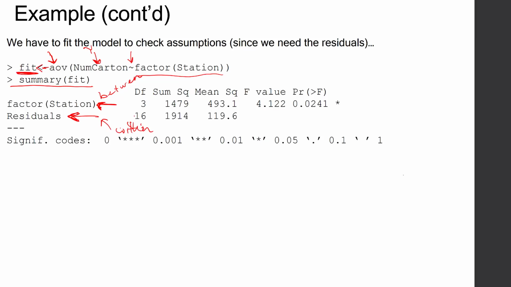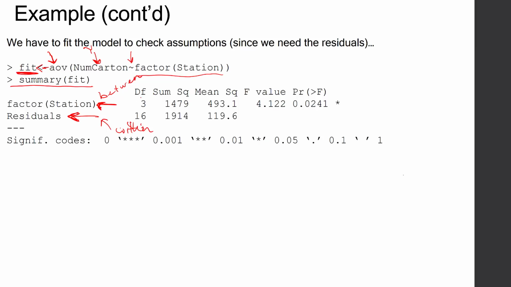It does this because when it computes the F, remember that's the ratio of the mean square between divided by the mean squared within, so it just takes this mean square divided by the mean squared within. 493.1 divided by 119.6 is 4.122. So if I erased one of those mean squares on an exam, you could figure out what it is. Or if I erase the F value, you could figure out what it is.